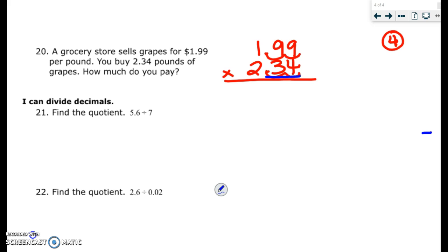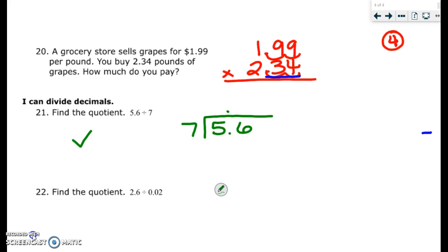Finding the quotient. Let's look at number 21. I see that my dividend is going to be 5.6. That's the number that goes on the inside. And then 7 is my divisor. And I need to focus on knowing that the divisor needs to be a whole number. And once I figure out that it's a whole number, I already have that taken care of, so I can now divide. I need to move the decimal point up.